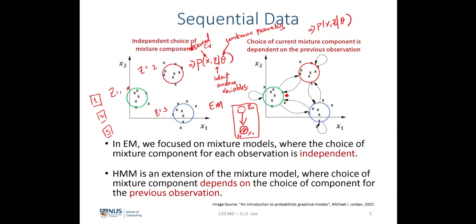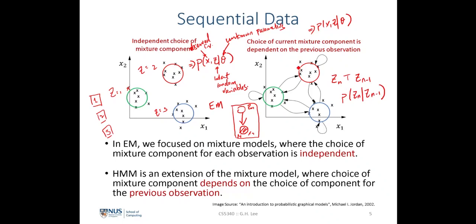We are going to say that the latent random variable at this time step, Zn, is going to be dependent on the previous random variable, Zn minus 1. And we'll write this dependency of Zn and Zn minus 1 as the conditional probability of Zn conditional upon Zn minus 1.